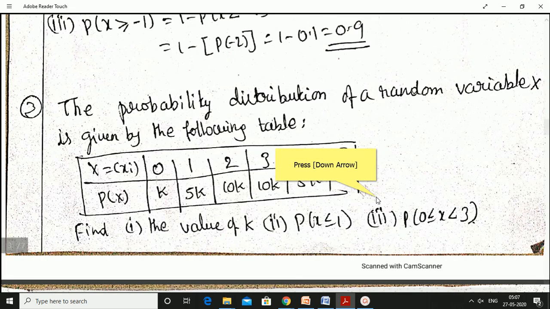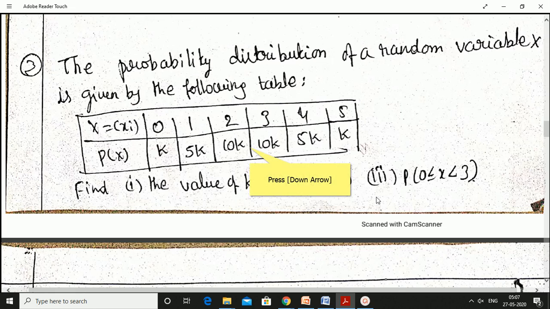Next problem. The probability distribution of a random variable x is given by the following table, x values with the corresponding probability function. Find the value of k, the probability of x less than or equal to 1, and the probability of 0 less than or equal to x less than 3. Once again, each P of x must be greater than or equal to 0, and the summation of P of x is equal to 1.